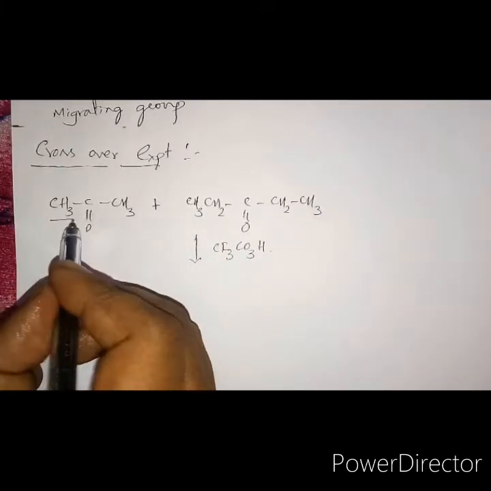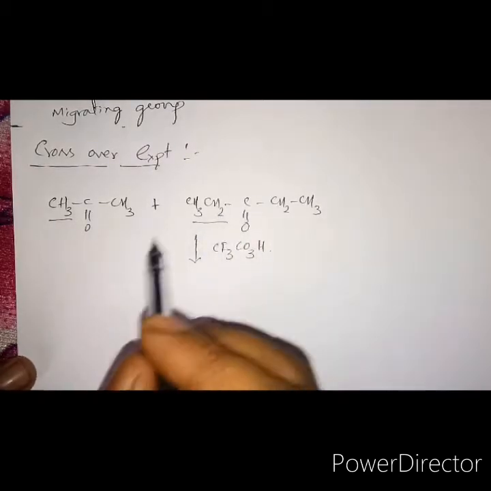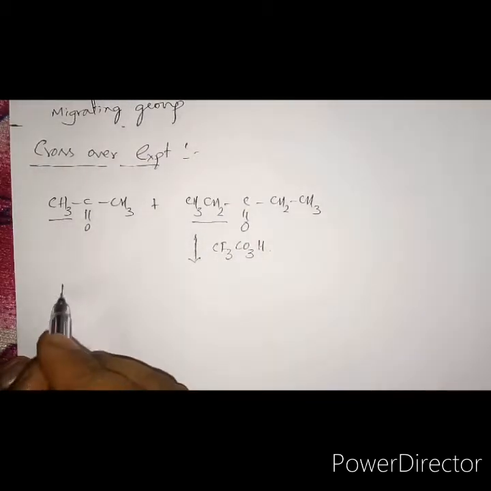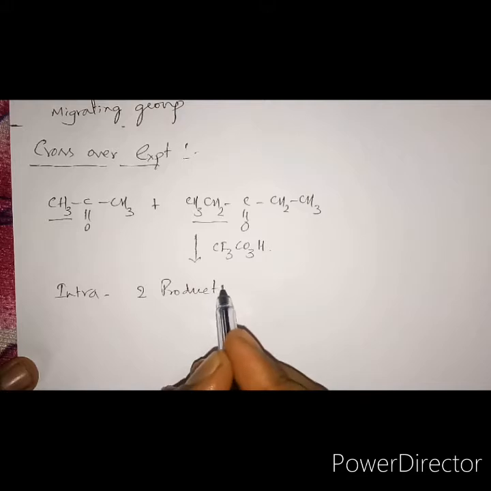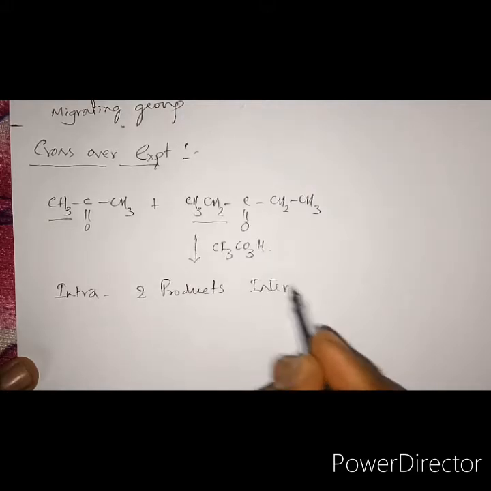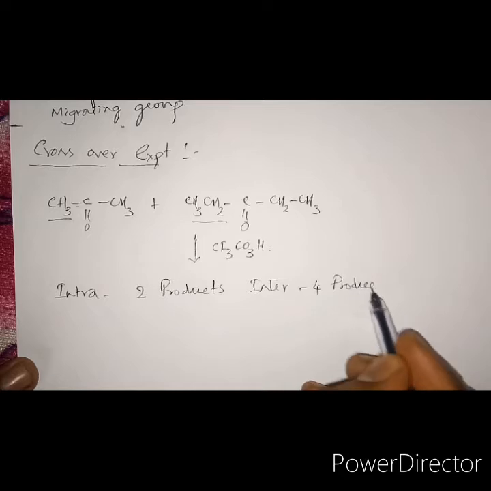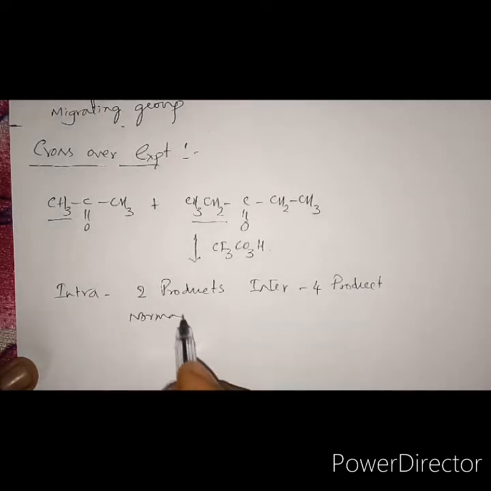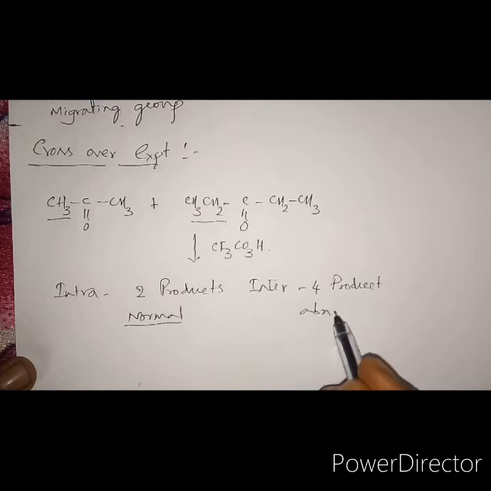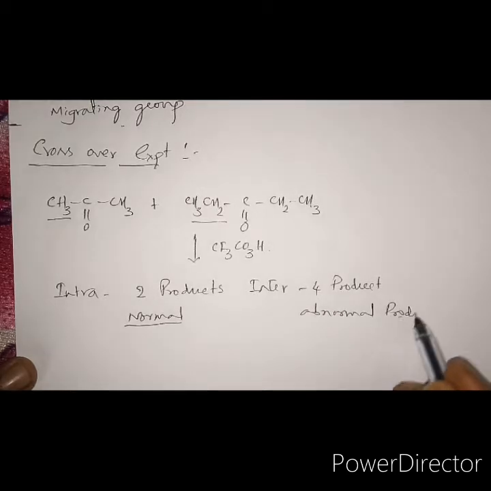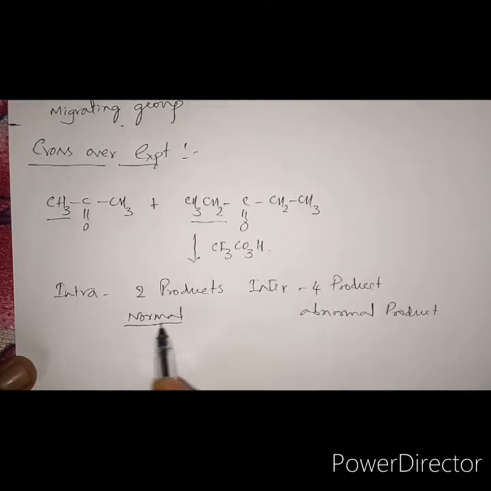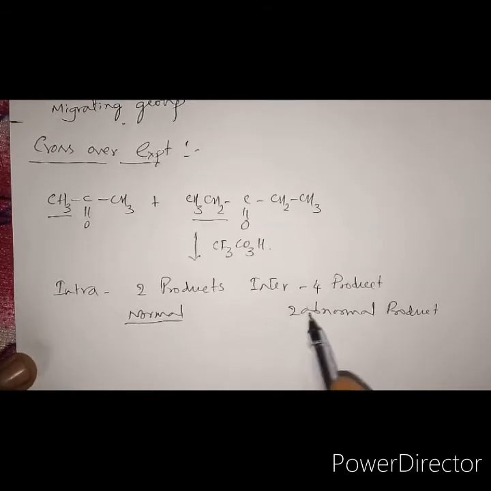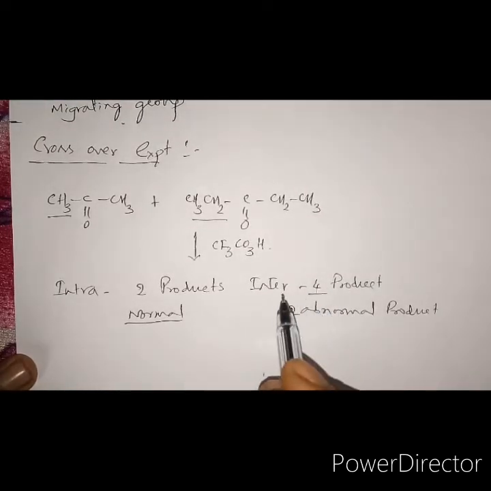What we are saying is that these two are not detached. If it is detached, what will happen? If it is intra, we will get only two products. If it is an intermolecular rearrangement, you will get four products. So this is the normal product, and this is the abnormal product. We will get an extra 2 along with the 2 normal products, so 2 normal plus 2 abnormal, total 4 products. If it is intra, you will get only 2 products.